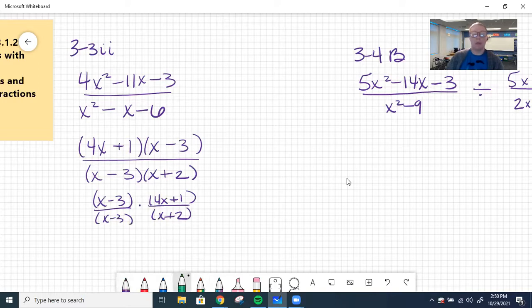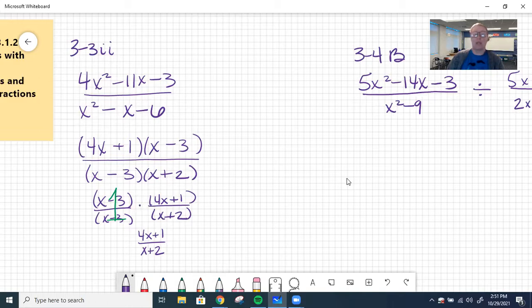The reason we want to do that is because right here, anything divided by itself is equal to 1. So CP/M calls that a giant 1. So it's like having 1 times 4x plus 1 over x plus 2. Now sometimes it will turn out that you can maybe factor more and do some more giant ones, but in this case, we are done. Well, except for one little thing, we want to state what our excluded values are.